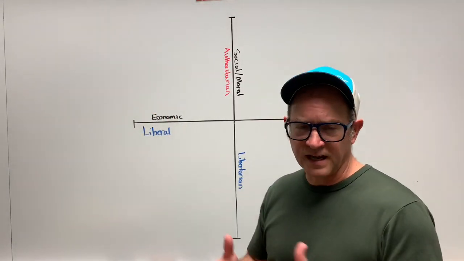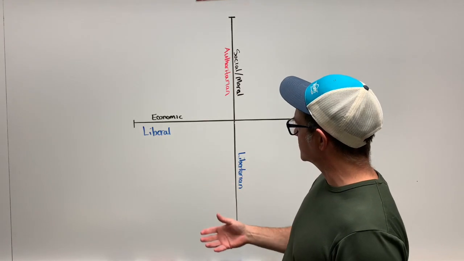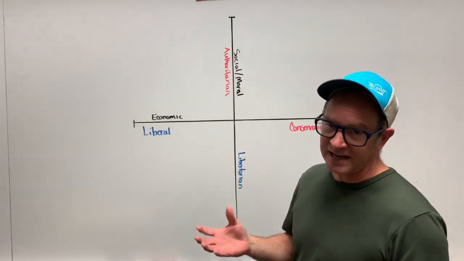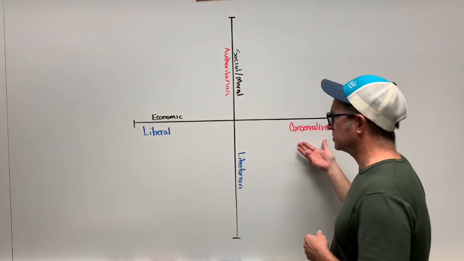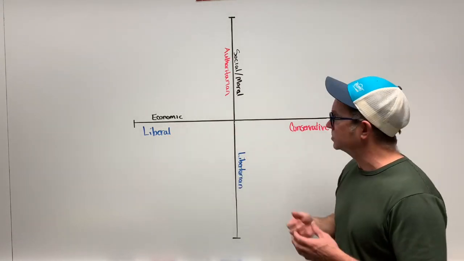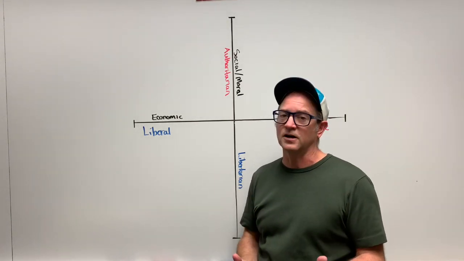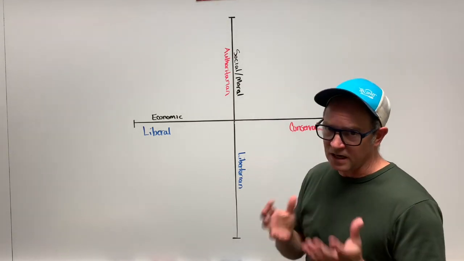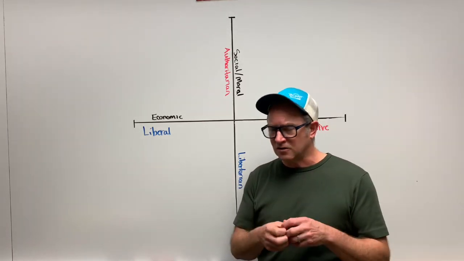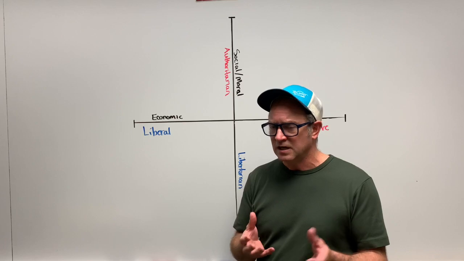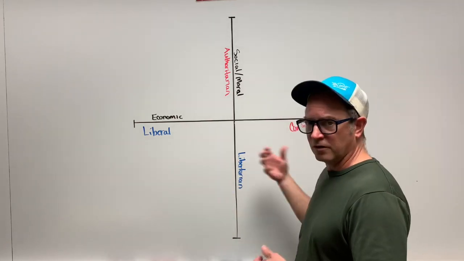All right, you can see that I have the compass drawn again on the board, and I've labeled the axes with the political ideologies. So I have liberal and conservative as my economic ideologies, and I have authoritarian and libertarian as my social moral ideologies. Okay, so today we're going to talk specifically about the difference between liberal and conservative. I'm going to take those very complex definitions and give you some visuals to help remember liberal from conservative.